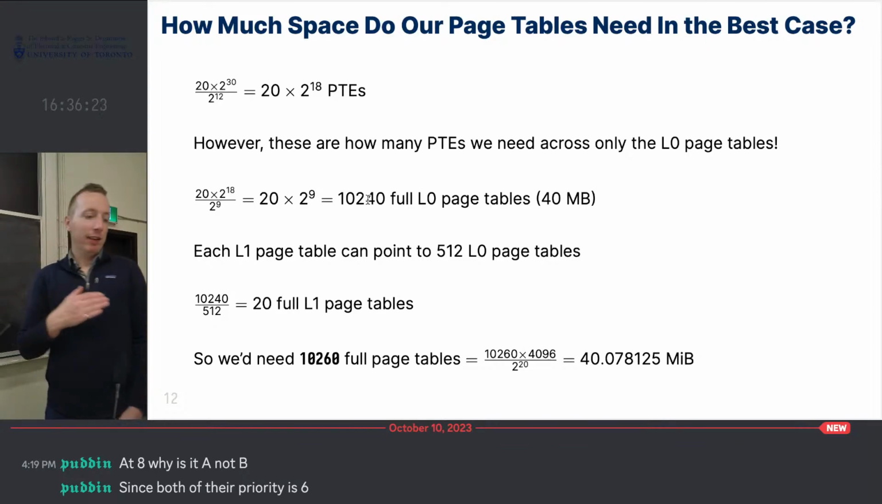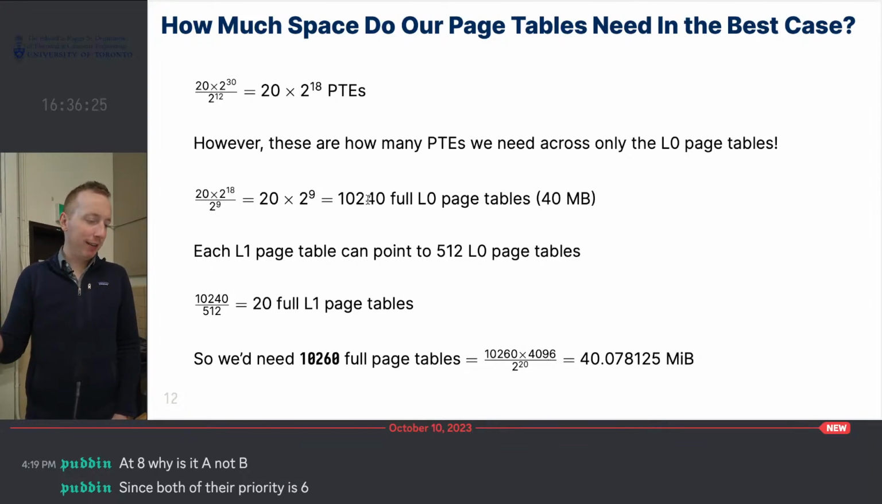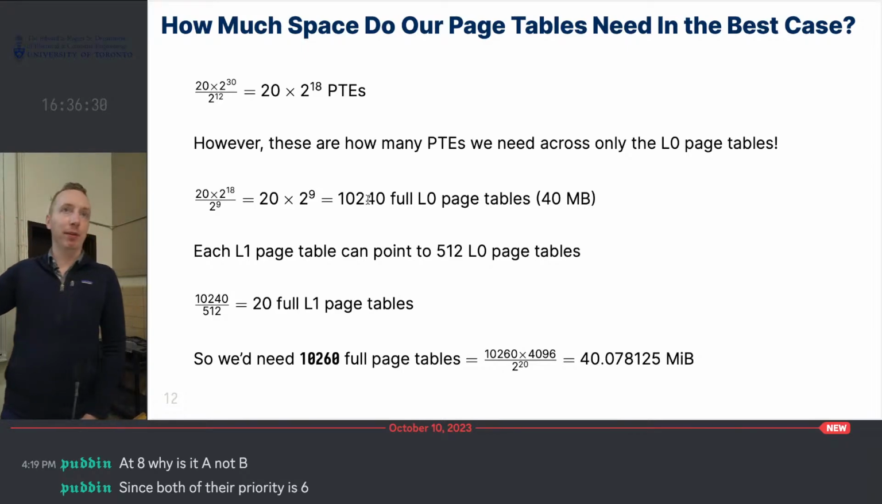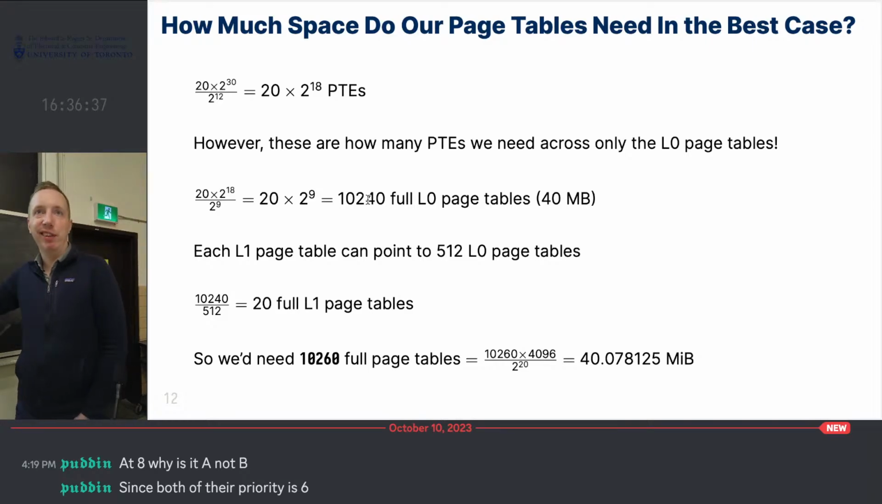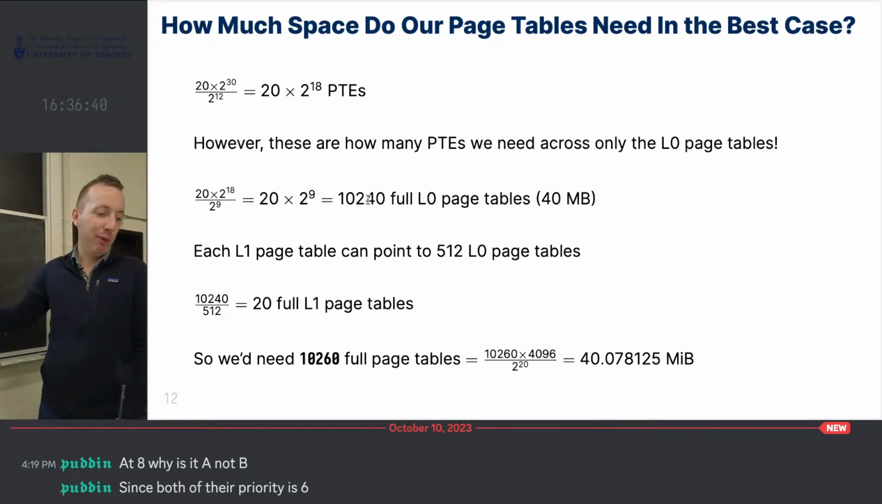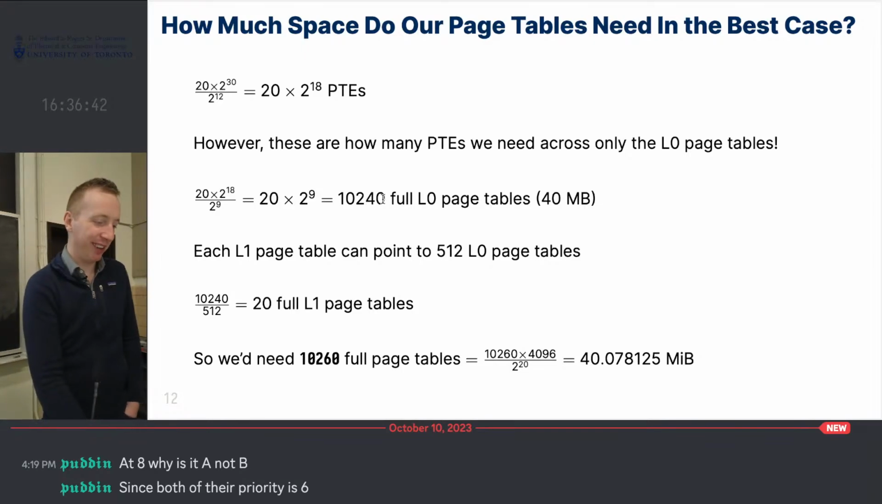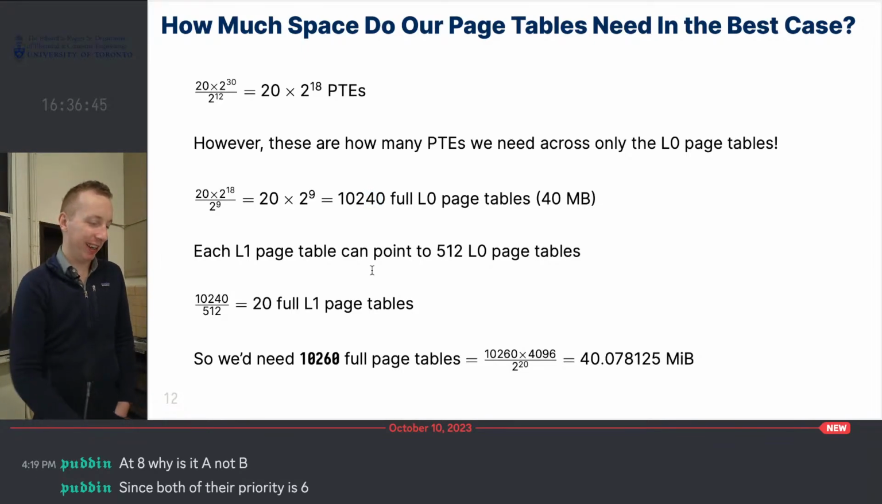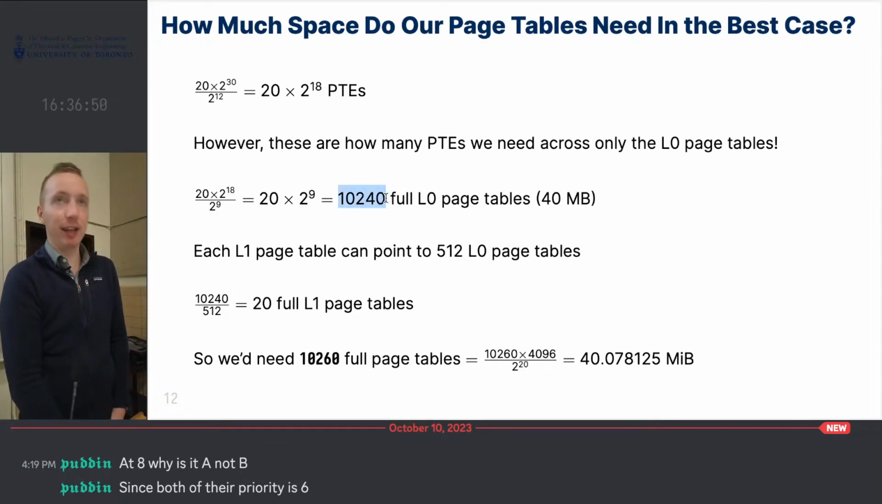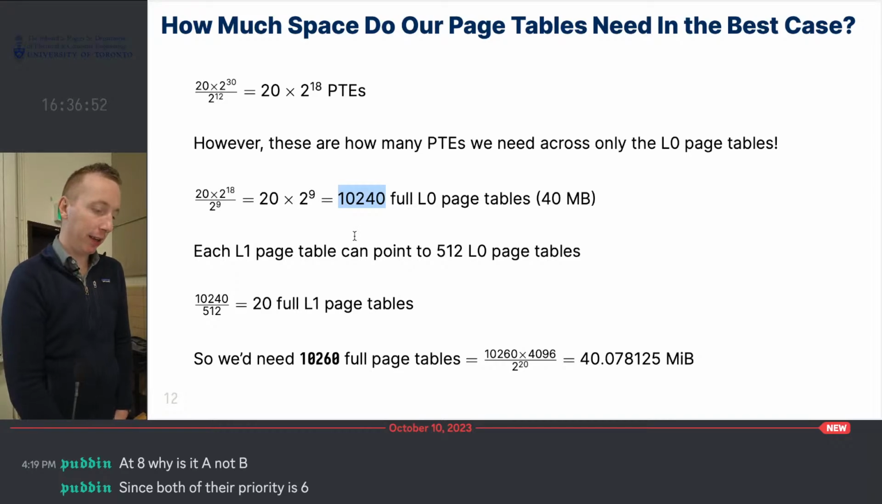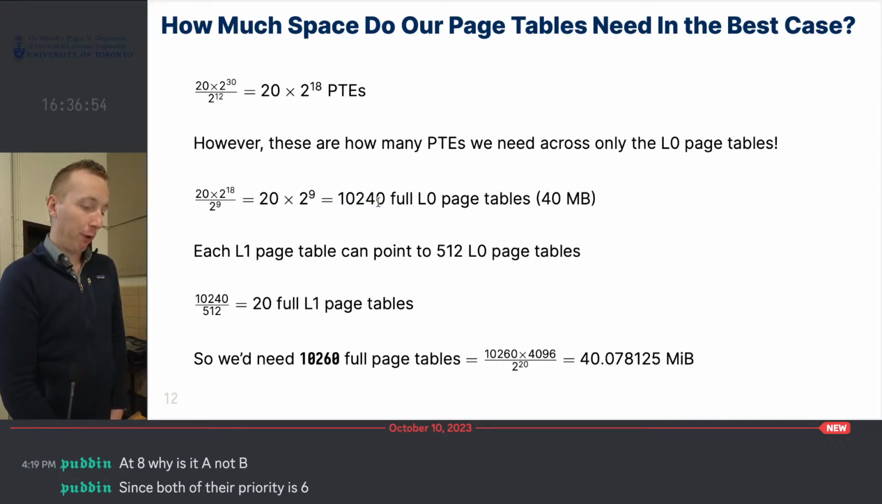So that's the best case where all of them are full. In this case, all the addresses are going to be contiguous anyways, so all the entries are going to be beside each other. So our worst case is like the first table might not be completely full, which would make the last table also not full. So in the worst case, this would be 41, and that's also super pedantic. So we can just assume best case here, we would have 10,240 full L0 page tables.